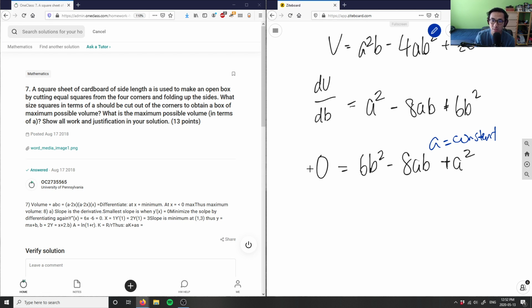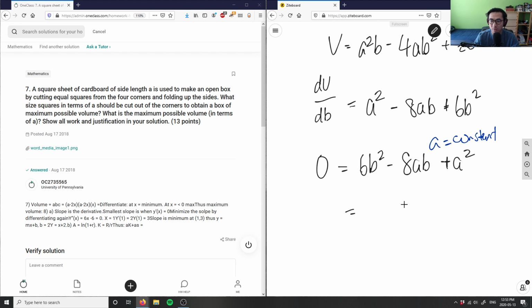So this is, I believe, all the work I can do for this problem. Maybe I'll see if I can factor. I don't know if I can actually factor this, because a squared here is a constant. I could common factor these two terms out, since I have a b here that's common, but I don't think it's going to help me that much.